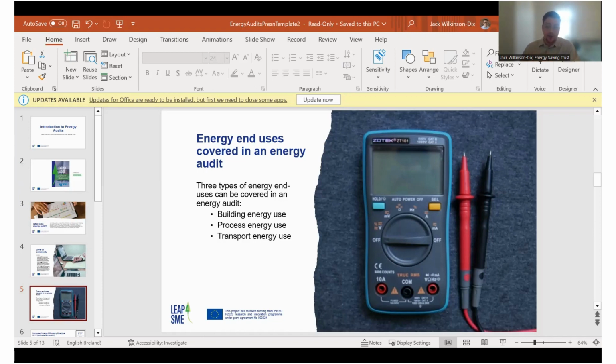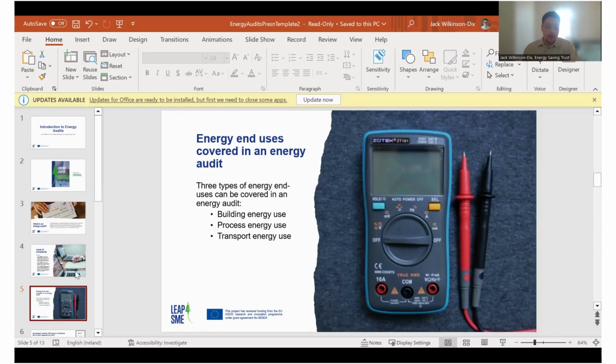And then finally, transport energy use can feature in audits and can be quite a significant portion of a firm's overall energy use. So this applies to energy used in different modes of transport, so road, rail, aviation and shipping, as well as different ranges, so whether they're long or short distances. And then really crucially, what's transported, whether it's goods or people.